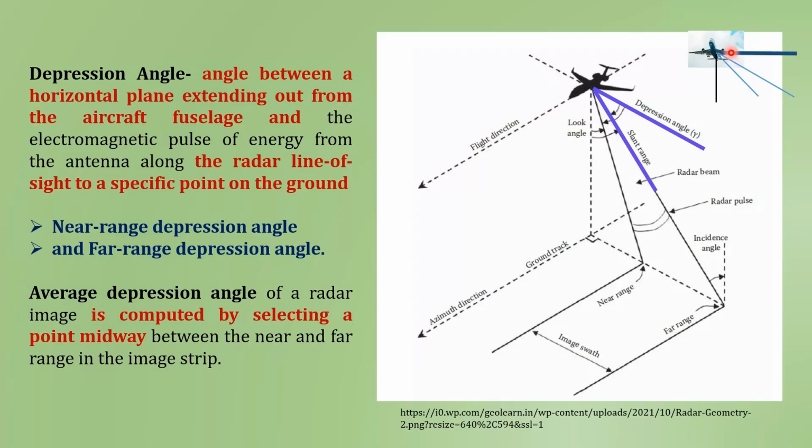The angle between this range or look direction and the line of sight is referred to as the depression angle. If it is with respect to the far range line of sight, it will be the far range depression angle. And if it is with respect to the near range line of sight, it will be the near range depression angle. The average depression angle of a radar image is computed by selecting a point midway between the near and the far range in the image strip.